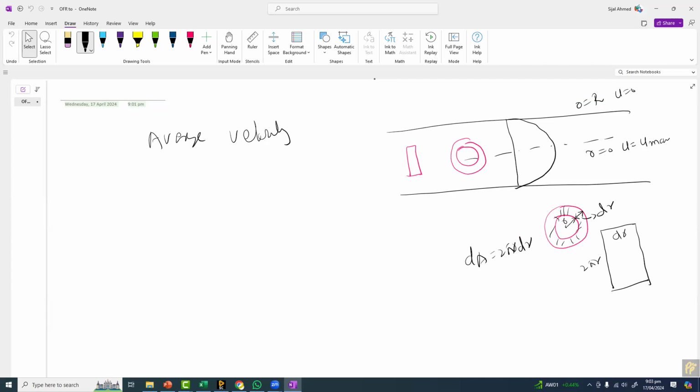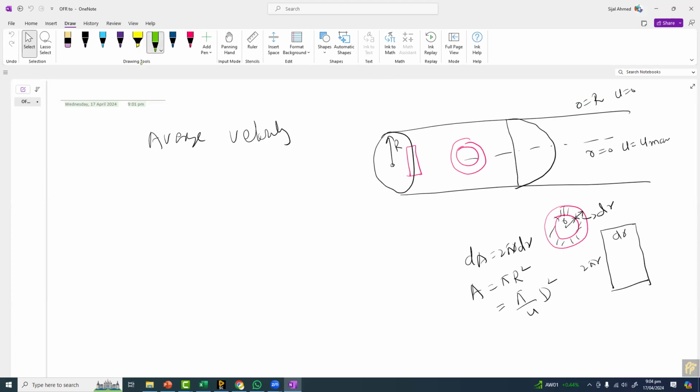But for the complete pipe, the area would be equal to what? Because this will be the whole cross section, the radius is capital R. So the area will be pi R square, or in terms of diameter, this will be pi by 4 d square. But for a very small strip, this will be 2 pi r into dr. Clear?